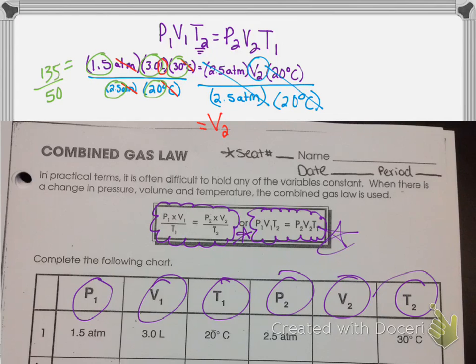So to get our final answer, we just need to do this division problem. 135 divided by 50, if we round to the tenths place, gives us a value of 2.7, and again, the only units that were left were liters. So it's 2.7 liters. And that is your answer. That's what goes in this box here.